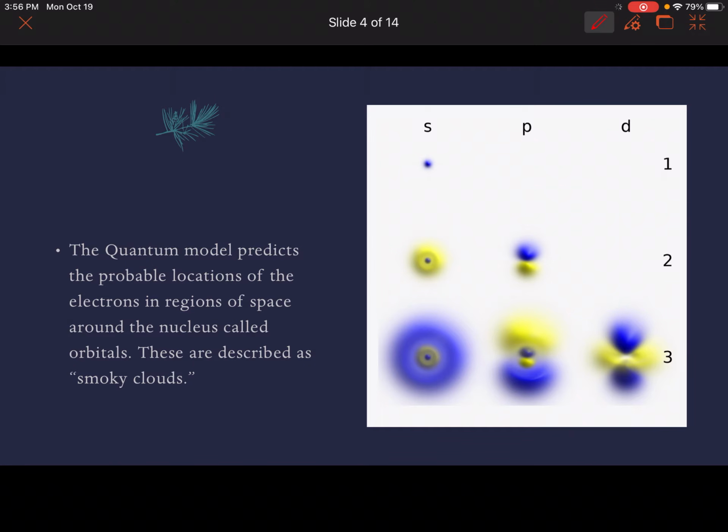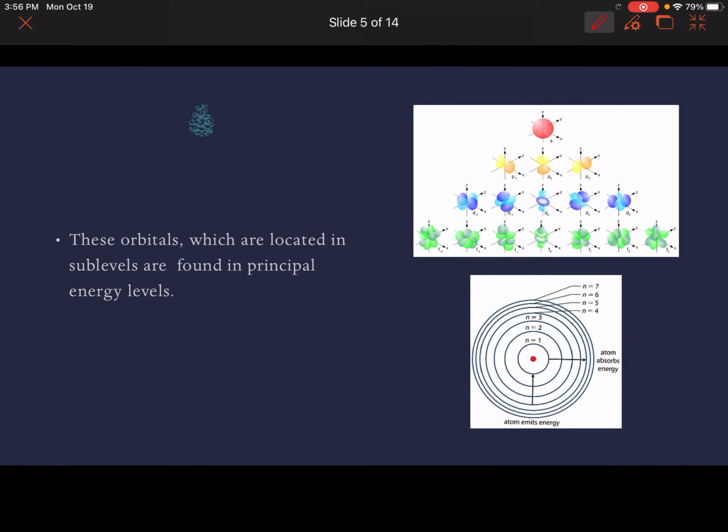We talked about these the other day, and these are s, p, d, and f, and these are described as smoky clouds. This is a visual of them. As you can see, they're not solid here. They're very hazy, very smoky, and we know that they're somewhere in there, but we don't fully know where. Now, these orbitals are located in sublevels, and those are found in the principal energy levels. Our principal energy levels here are levels 1 to 7, and those correspond to our periodic table, which we'll talk more about later.